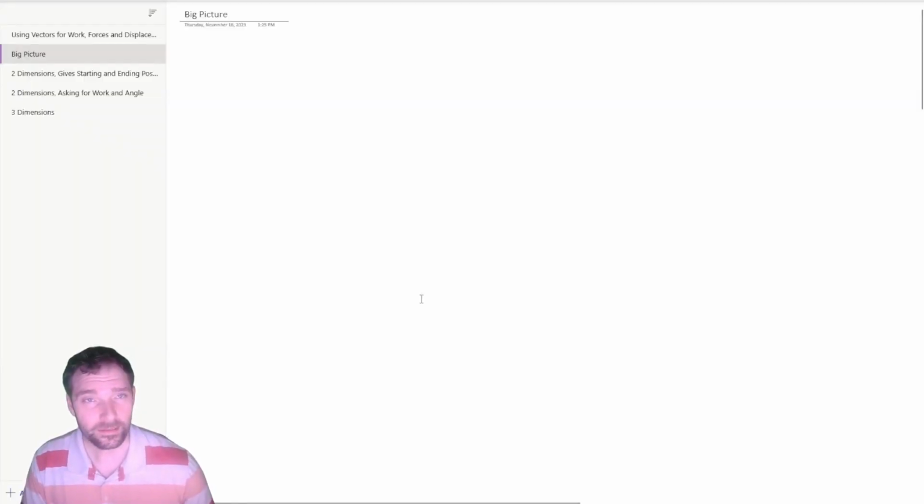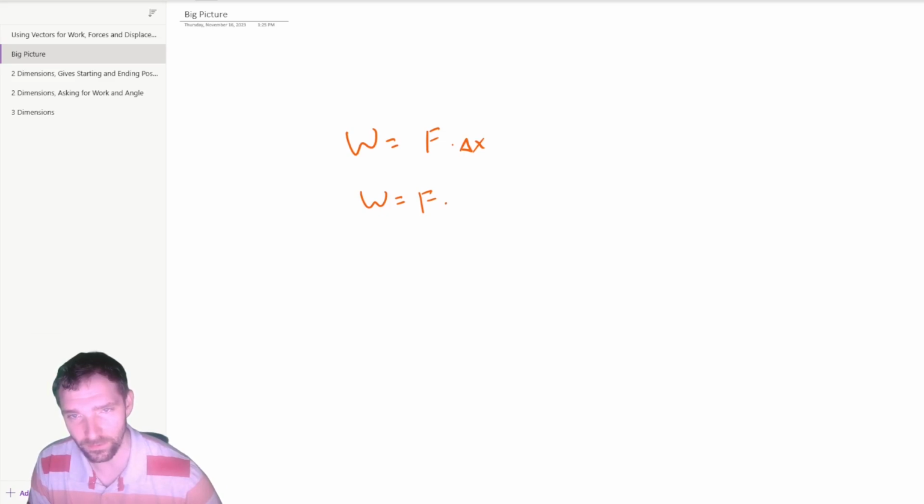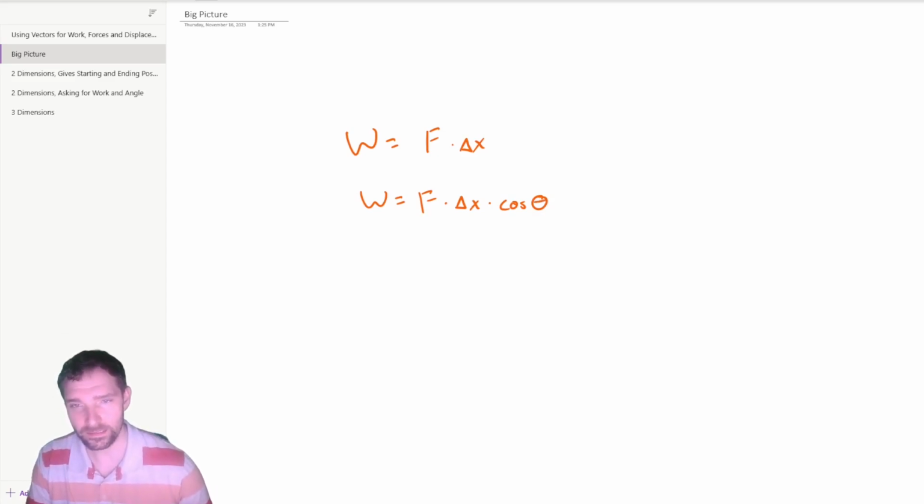So the big idea on this is that force and displacement is related to work through a relationship like this, where we've got the force times that displacement, but this is a dot product, which you can also write out as force times displacement times cosine theta. This means that the force and displacement are really maximal when they're in the same direction.